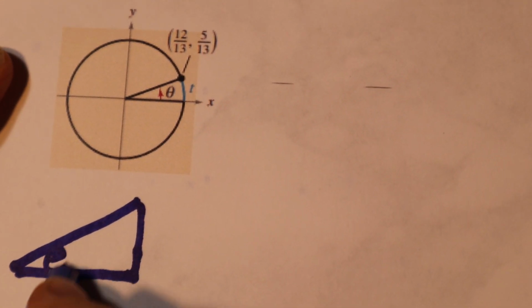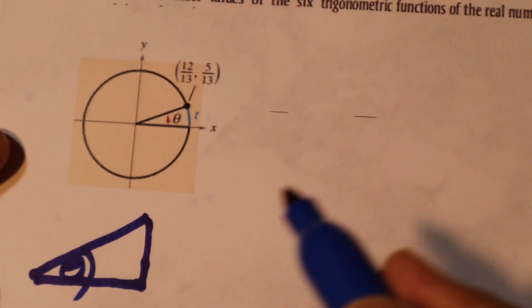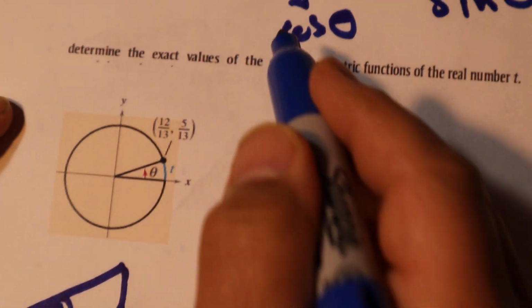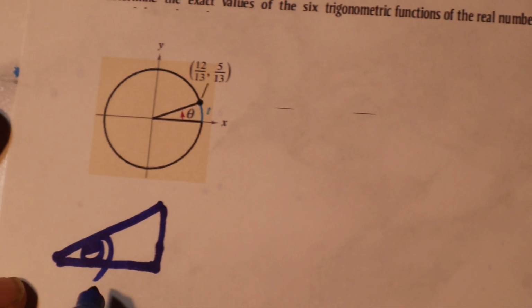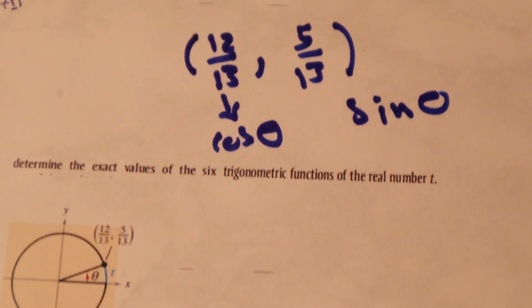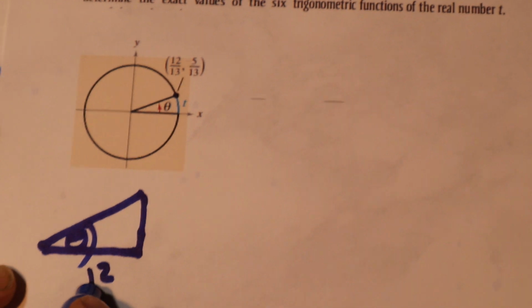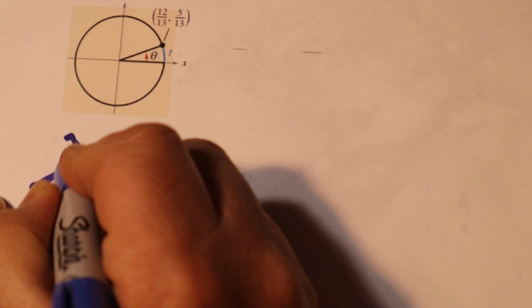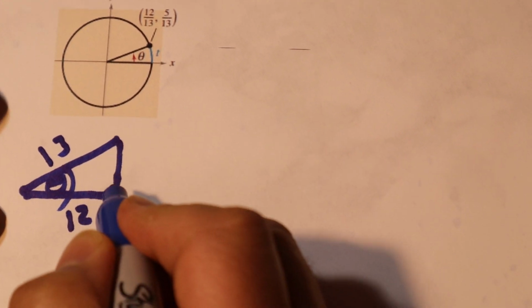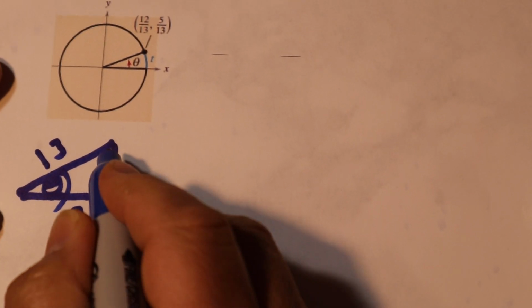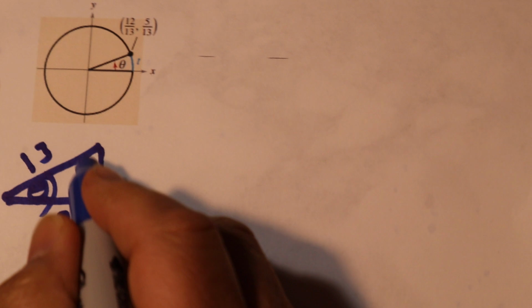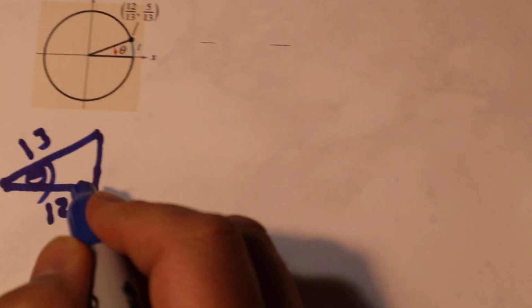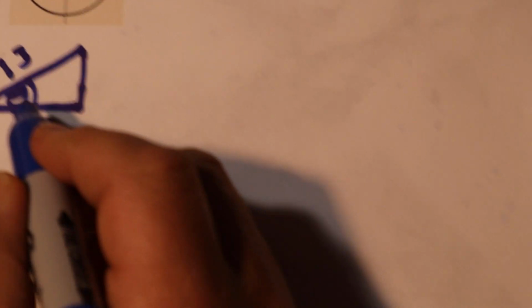That's angle theta. And let's apply that. Cosine is 12 over 13, which is adjacent over hypotenuse. Adjacent is 12, and hypotenuse is 13. And we could find the missing term in here. So to do that, apply Pythagorean theorem.